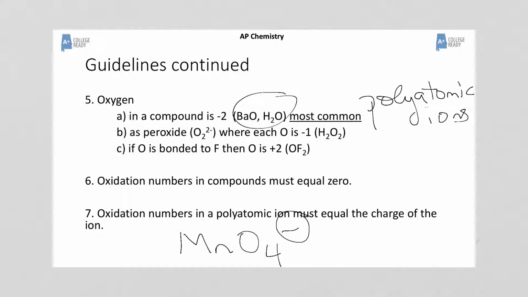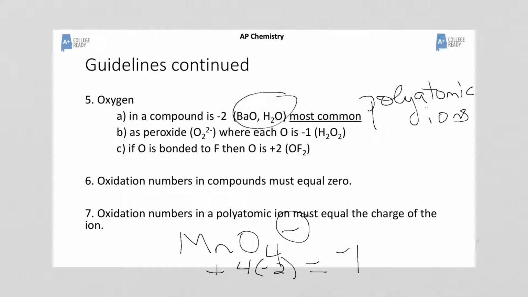So here, if each oxygen is negative 2 and we have 4, think of it as like a little algebra problem. We've got 4 oxygens, each with a negative 2 oxidation number, so that is a total of negative 8. Overall, we said that the charge of all these oxidation numbers added together has got to be the charge of that ion.